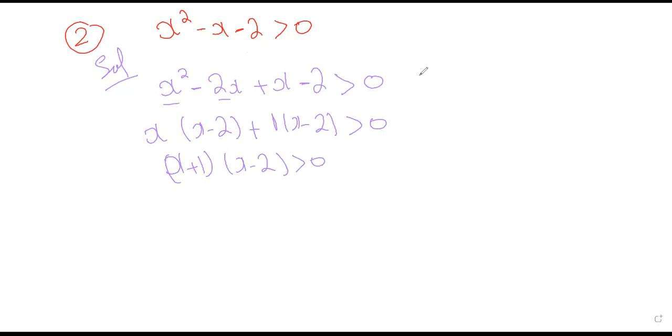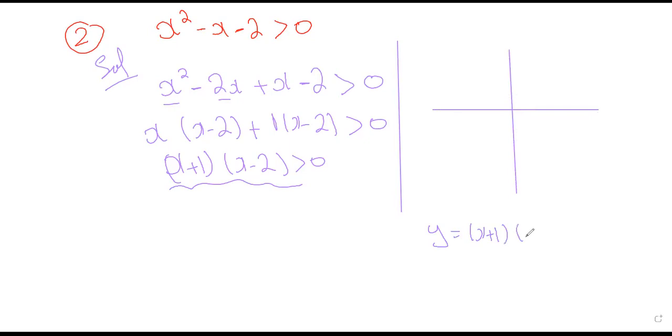Again, I cannot find the values this way. I need to plot my curve. How do I plot my curve? We have this thing. So I write y equals x plus 1, x minus 2. Okay, and you need to be very, very quick. One x value is x is greater than 1 and another x value is x less than 2.